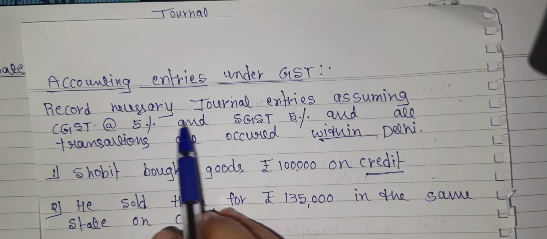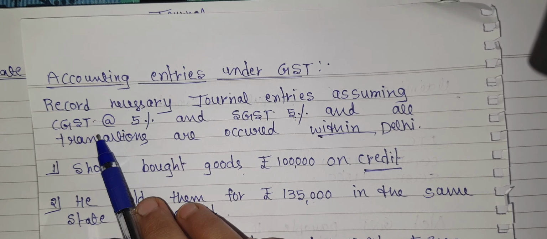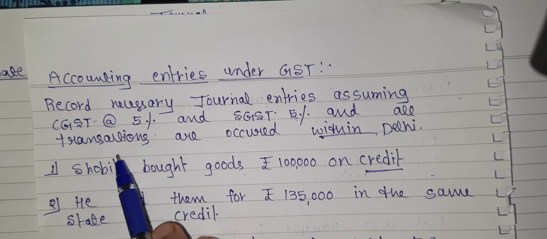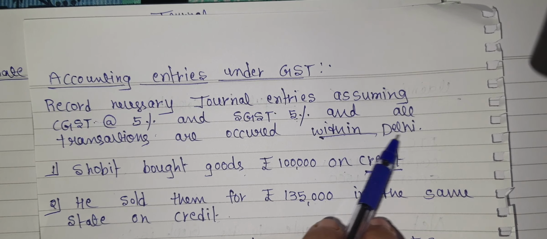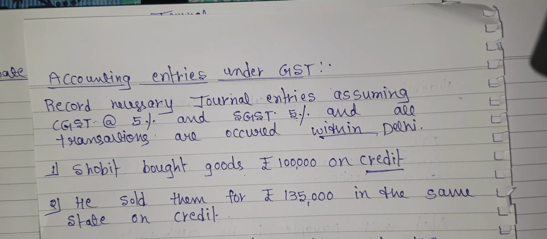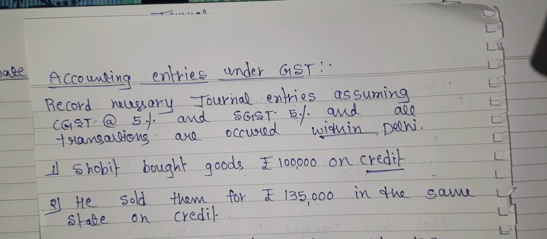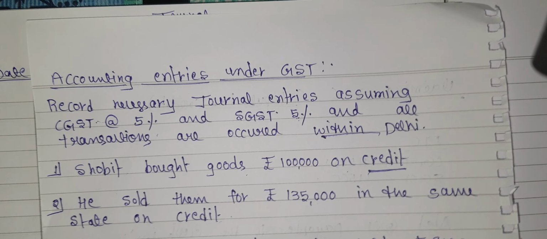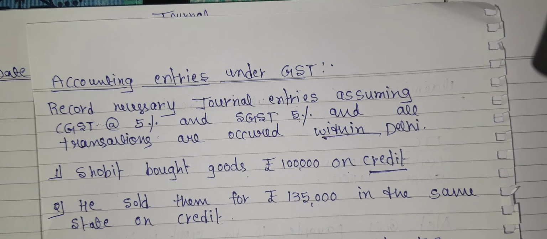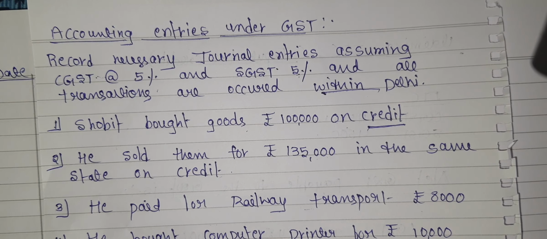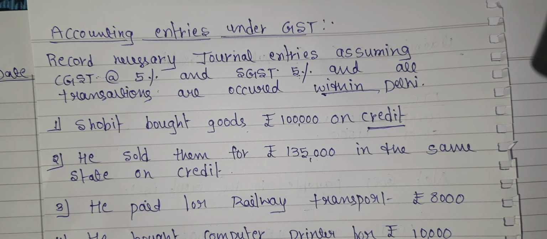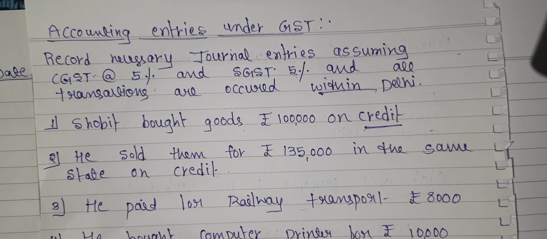See, record necessary journal entries assuming CGST at 5% and SGST 5% and all transactions occurred within Delhi. Within Delhi means what? This whole problem is related to intrastate transactions, means all the transactions occurred within Delhi. In that, the first one is Shobit bought goods rupees 1 lakh on credit. So this transaction is related to purchase.